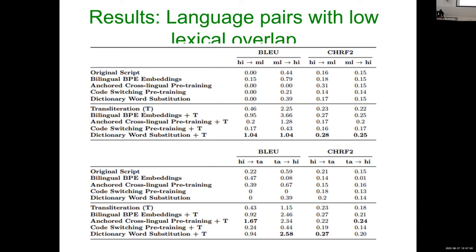Now, language pairs with low overlap. Hindi-Malayalam, Malayalam-Hindi, very little vocabulary overlap, where they belong to completely different families: Hindi, Indo-Aryan, Malayalam, Dravidian, and Hindi-Tamil, Tamil-Hindi. So here also you can see we get BLEU scores of 1, 0.94 and 2.56. These are of course not at all useful BLEU scores. What do you do with a BLEU score of 1 or 2?